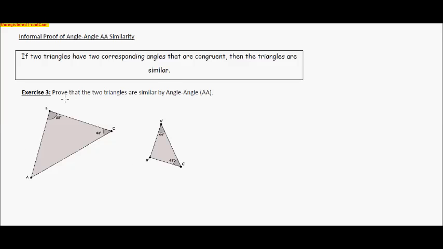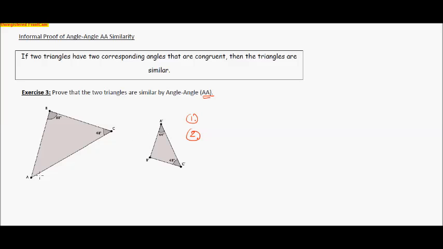Prove that the two triangles are similar by angle. So I need two angles. All right, I'm going to try to list them right here. Let's see if we can match them up. Angle A is matching up with A prime over here, and that's 44 degrees. So they gave me angle A prime, but they didn't give me angle A.